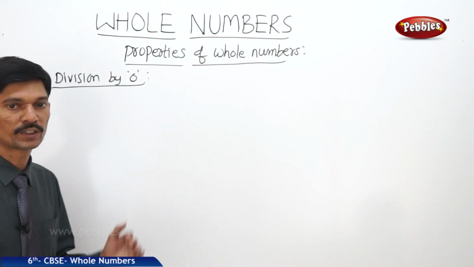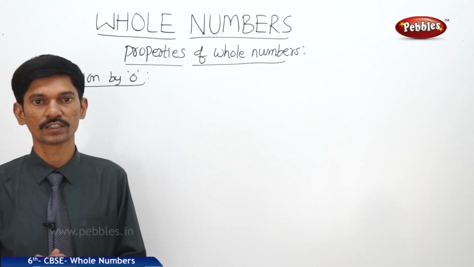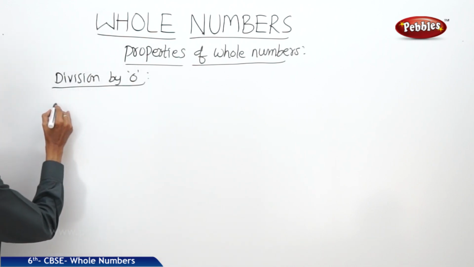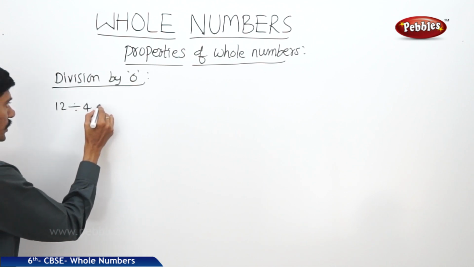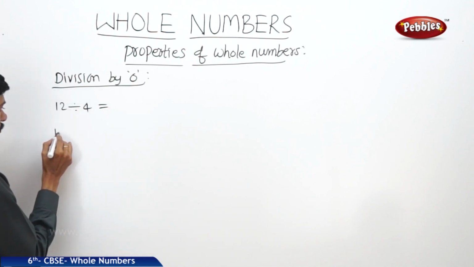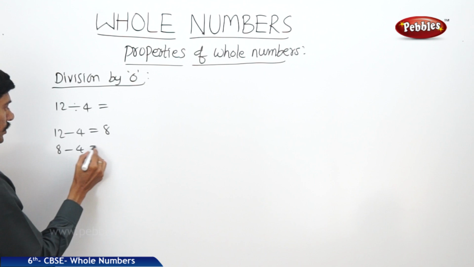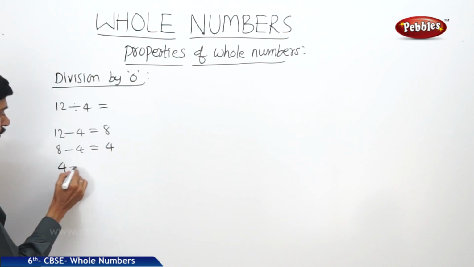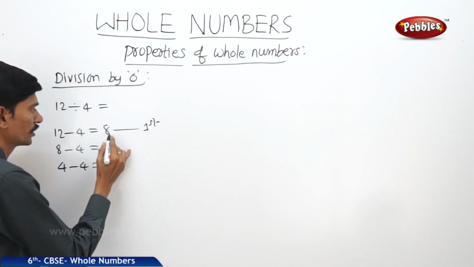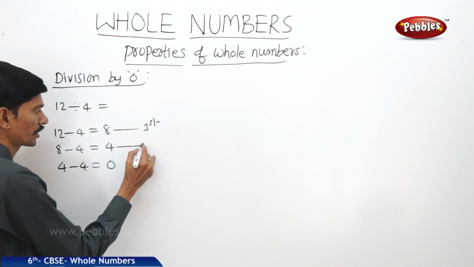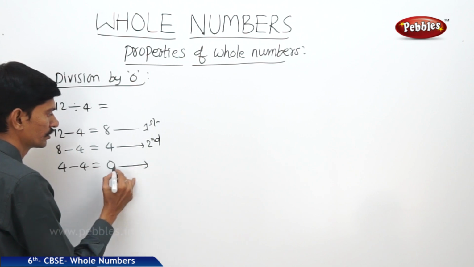Now multiplication means it is a repeated addition and division means it is a repeated subtraction. For example, if we want to divide 12 by 4, then 12 minus 4 equals 8. Then 8 minus 4 equals 4, and 4 minus 4 equals 0. So in the first step we got the difference 8, in the second step we got the difference 4, and in the third step we got the difference 0.